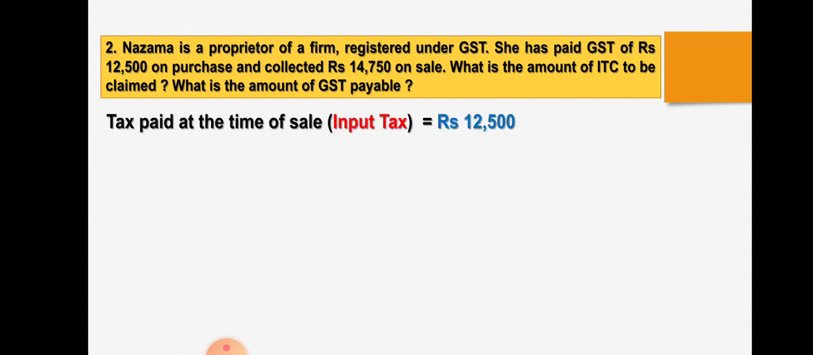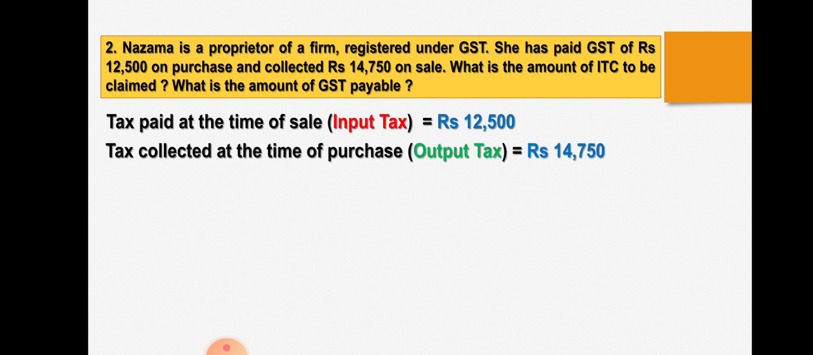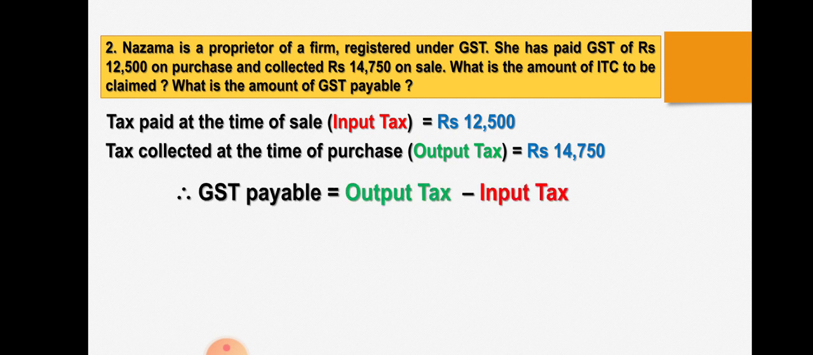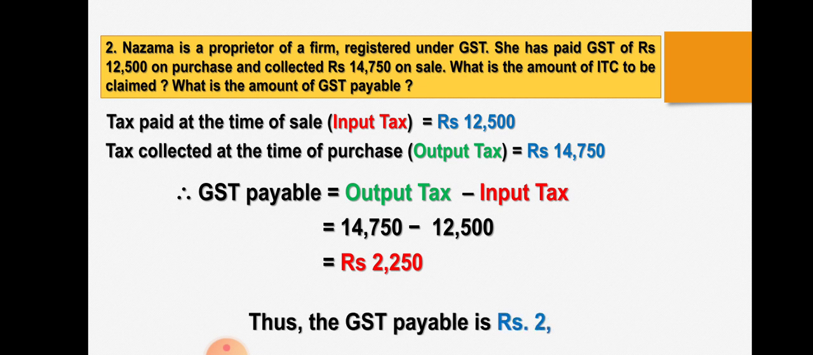Tax paid at the time of purchase is 12,500 rupees. Tax collected at the time of sale is 14,750 rupees. GST payable is equal to output tax minus input tax. We have substituted the values here. We subtract and get 2,250 rupees, which means the GST payable is 2,250 rupees. So in the question, two things are asked: the amount of ITC to be claimed, which is your input tax, that is 12,500, and GST payable, which is 2,250 rupees.